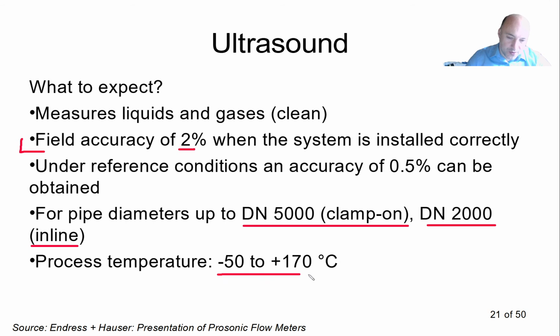You can see the process temperature. It is definitely a lower temperature range than the orifice plate. For the orifice plate, we had something like a maximum of 1000 centigrade. Here we have roughly 170 centigrade, but we're not in direct contact with the liquid itself.